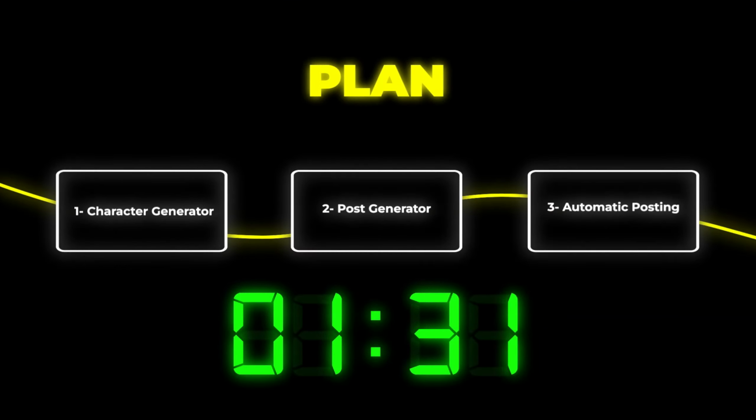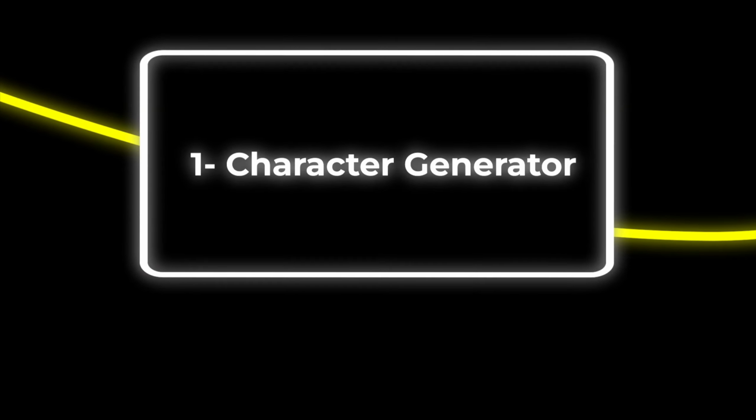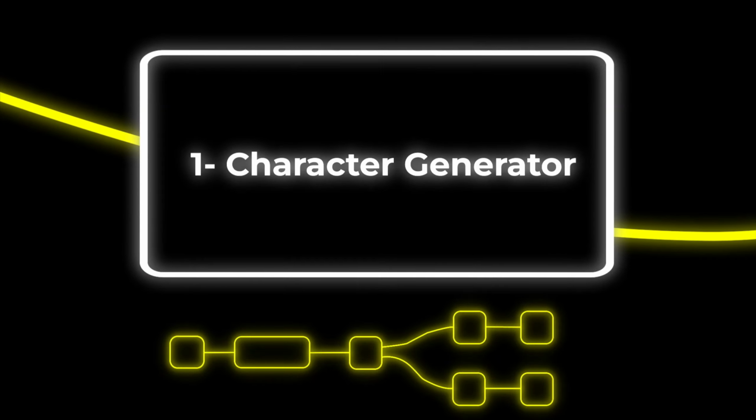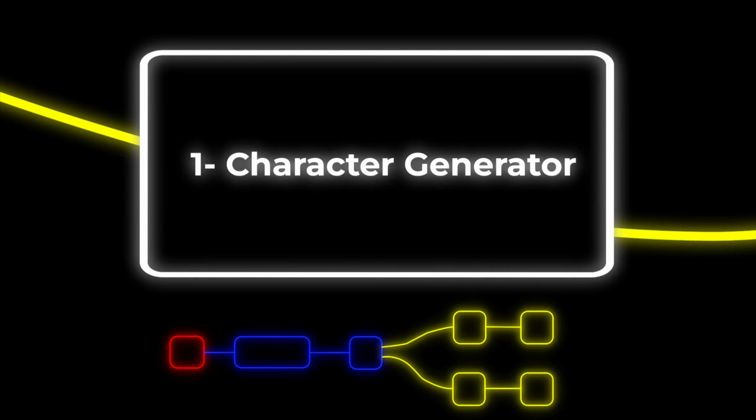With only 1 hour and a half left on the clock, it's time to get busy. Let's start with the first workflow, the influencer generator. This one will include an input part, a part that generates the different information of the character, a part that generates the images of the character, and a part that stores all the information.